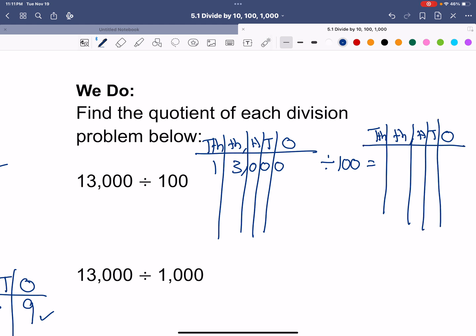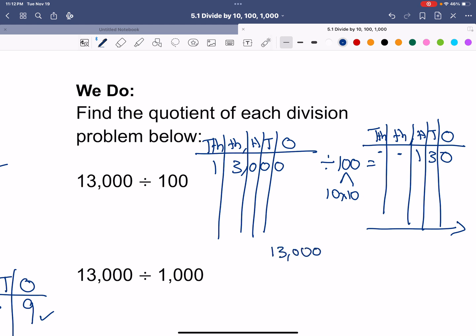Remember, when I'm dividing, my number moves to the right on the place value chart. How many positions will it move to the right? Let's see. How many sets of 10 do I have? I got 2 sets of 10. So it's going to move 2 places, 1 and 2 places. So it's going to be 1, 3, 0. Let's see if that's correct here. We'll double check it.